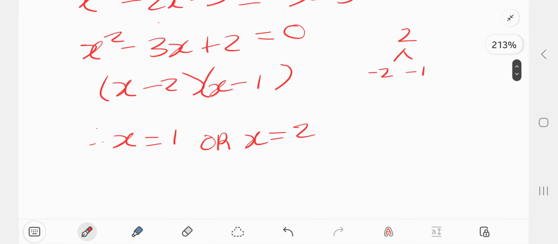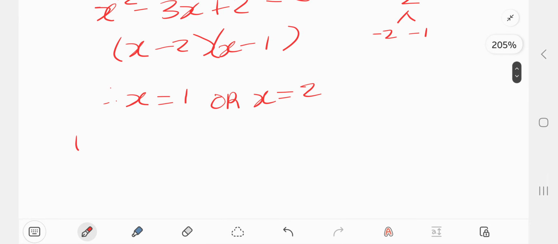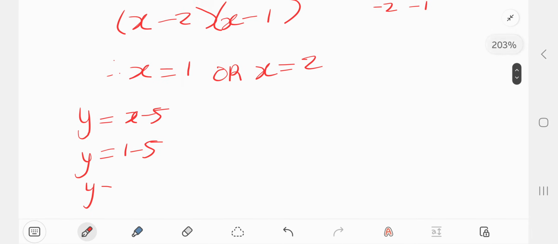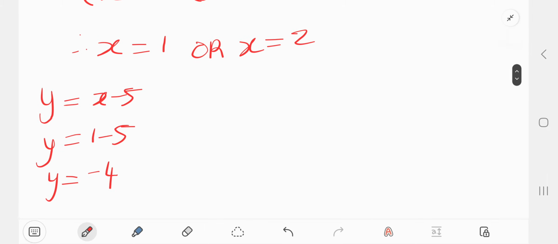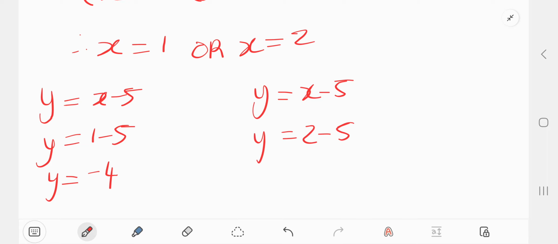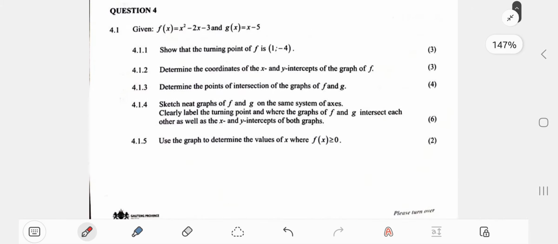So now let's find the corresponding y values at the x points of intersection, right? I'm just going to use the g graph. y is equal to what? x minus 5. So therefore y is equal to 1 minus 5. So they intersect at y is equal to minus 4, right? And then they also intersect where y is equal to x minus 5. Therefore, y is equal to 2 minus 5, where y is equal to negative 3, right? So we got the points of intersection.